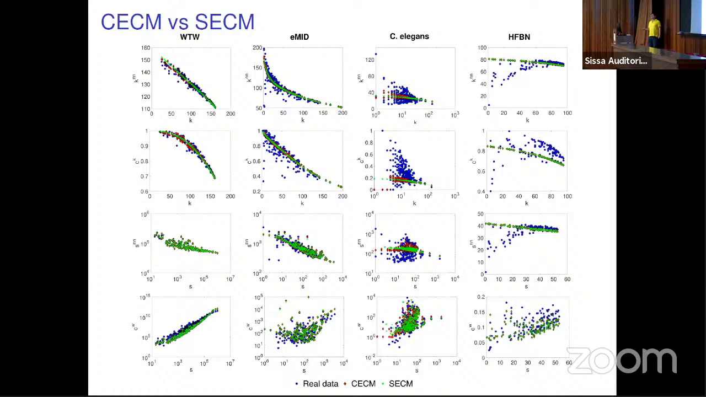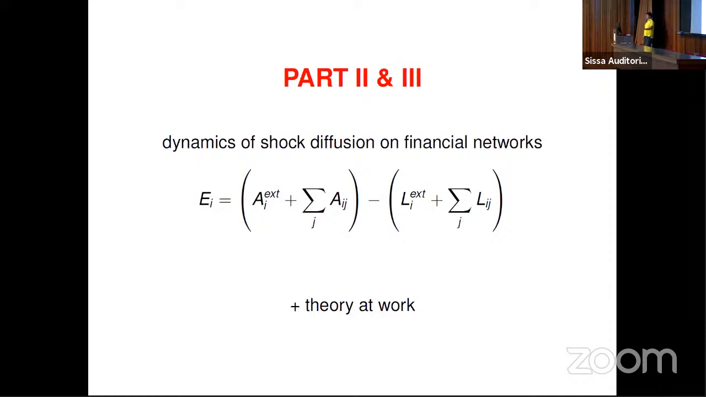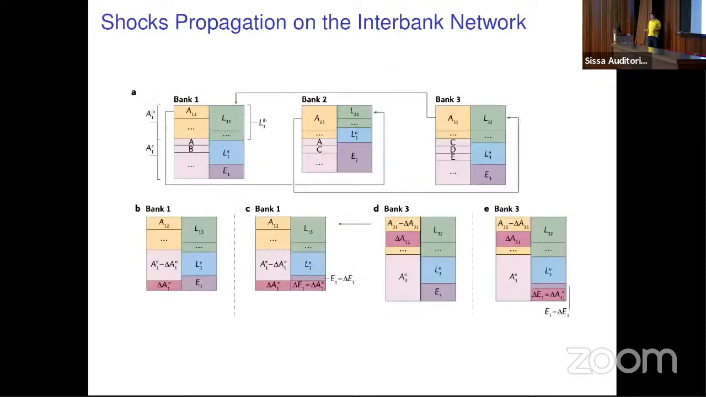All right, so in the last 5 minutes, I want to show you, once you have the network, how you can implement the dynamics of shock diffusion. This plot is an illustration of the process. Imagine that you have this network of 3 banks. The banks are connected because, for instance, this asset of bank 1 corresponds to a liability for bank 2, because bank 1 lent money to bank 2. So we have this connection between the banks.